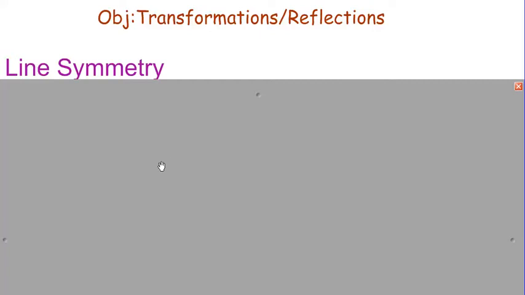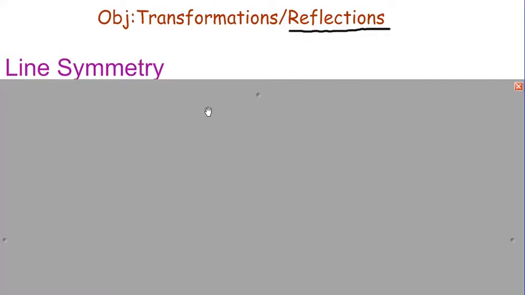Okay, we are starting geometry part 2. So we are talking about transformations. We will be talking about several different types of transformations. These notes will be titled reflections. Make sure you write reflections at the top of the page.